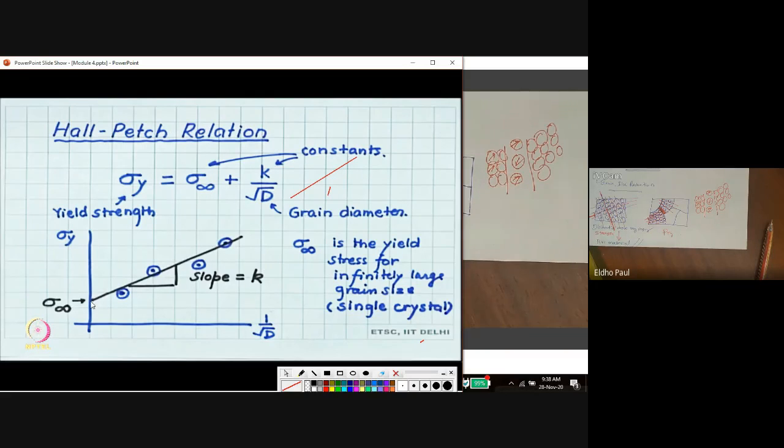The y-intercept of this line, sigma infinity, is nothing but the yield strength for an infinitely large grain. We can see sigma y is equal to sigma infinity when 1 by root d is equal to 0. 1 by root d equal to 0 means d is equal to infinity. d infinity means an extremely large grain. So on this y-axis, sigma y changes to sigma infinity when 1 by root d is equal to 0, which means d equal to infinity, that is, the diameter of the grain is infinity.